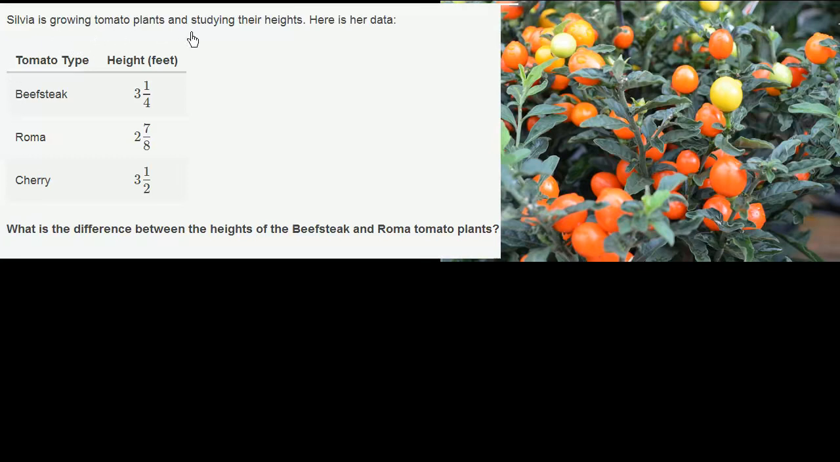Sylvia is growing tomato plants and studying their heights. Here is her data. The beefsteak tomato type had a height of 3 and 1/4 feet, Roma 2 and 7/8 feet, cherry 3 and 1/2 feet. And they ask us, what is the difference between the heights of the beefsteak, so that's that one right over there, and the Roma tomato plants.